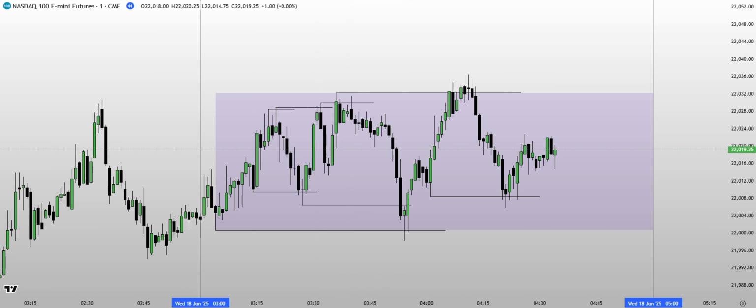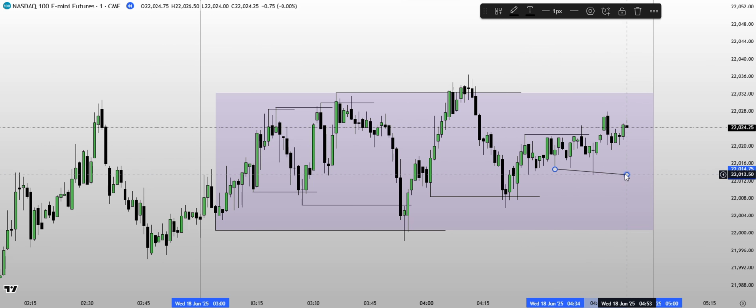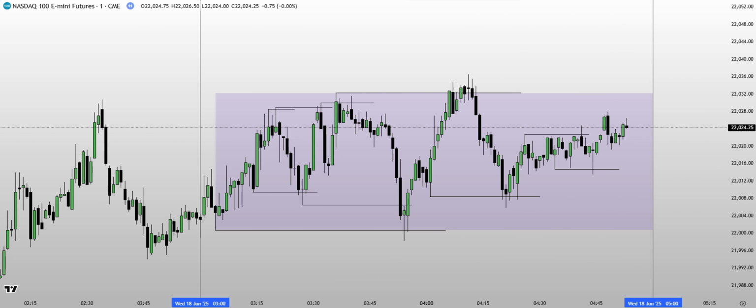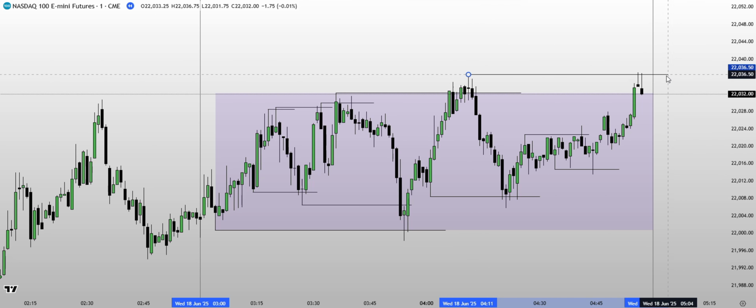We're just ranging. And so there is no drawn liquidity that price is gravitating towards. All we're doing is tapping into 1 minute highs and lows. And that's exactly what we do. And then we come and tap into here, and that's the session. Done.